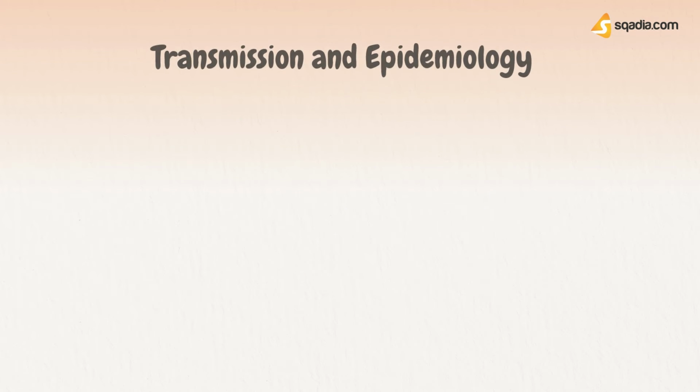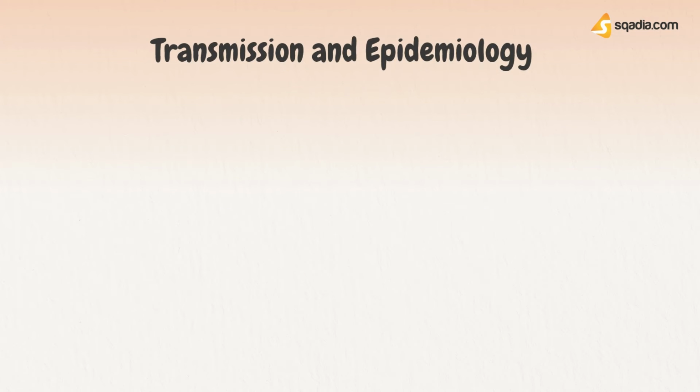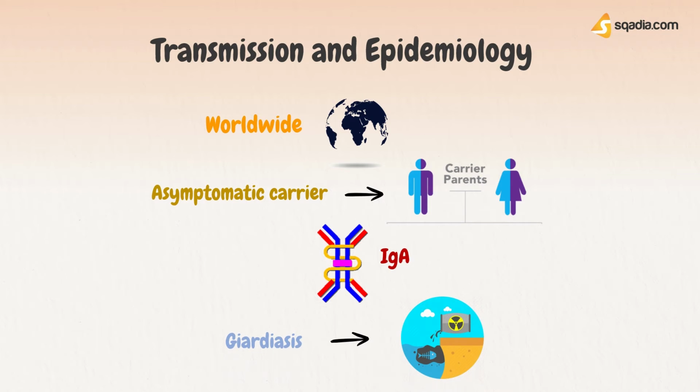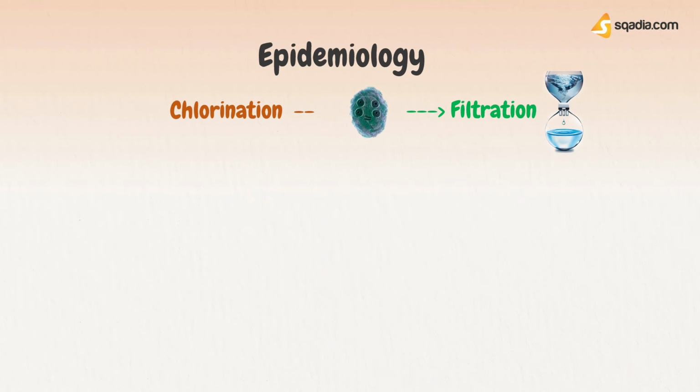The epidemiology of Giardia lamblia is that the organism is found worldwide. Approximately half of those infected are asymptomatic carriers who continue to excrete the cysts for years. IgA deficiency greatly predisposes to symptomatic infection. Also, in addition to being endemic, Giardiasis occurs in outbreaks related to contaminated water supplies. However, chlorination does not kill the cysts, but filtration removes them.